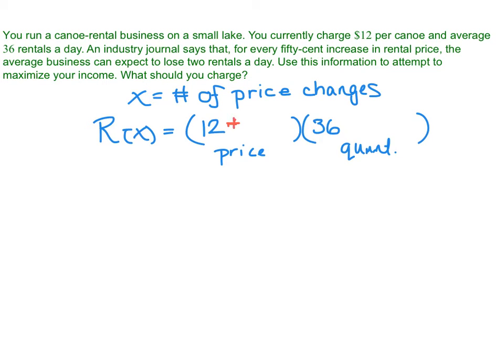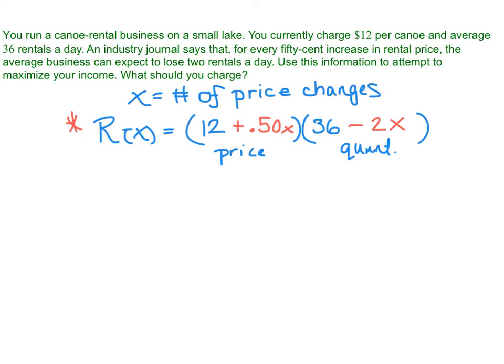So if the price goes up, I'm going to add 50, if it goes up 50 cents, but that would only be one time, I'm going to put an X here for the number of times it's changing. So plus 50 cents X, I can expect to lose 2 rentals. So the quantity, how many I'm renting, is going to go down by 2, but 2 for every price change, so minus 2X. Here is my function. And now I can use this to find all kinds of information about what the business should do.